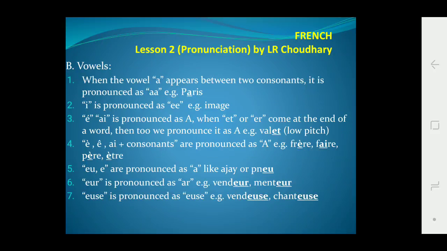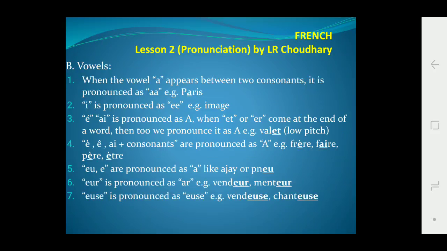Then third point, E with a sign, accent aigu, is pronounced like A, I'll explain. And AI is also pronounced like A. When ET or ER come at the end of a word, then we have to pronounce it as A, low pitch, like valet. Because T is silent in valet, so you can see when ET is coming, it is pronounced like A. There is a difference between high pitch and low pitch. So according to that, we will see another example later on.